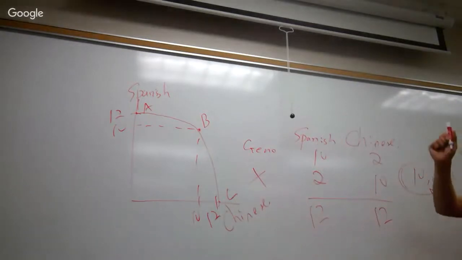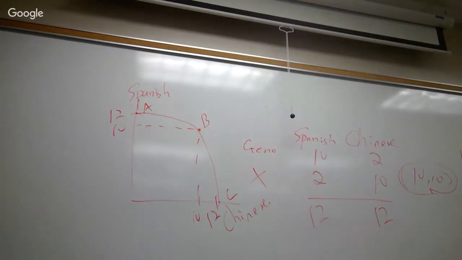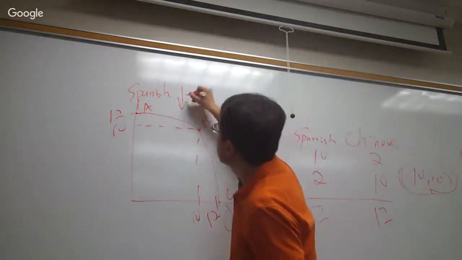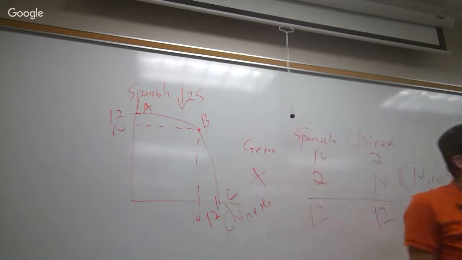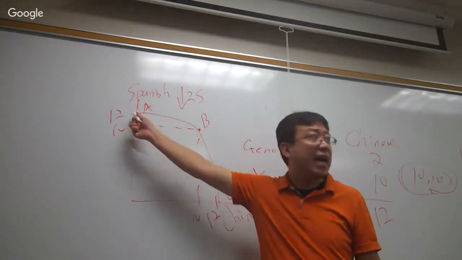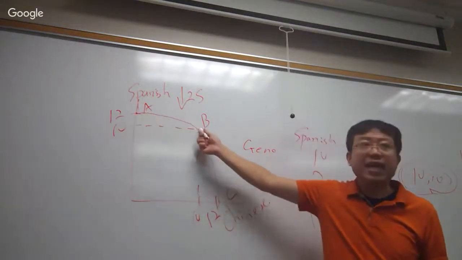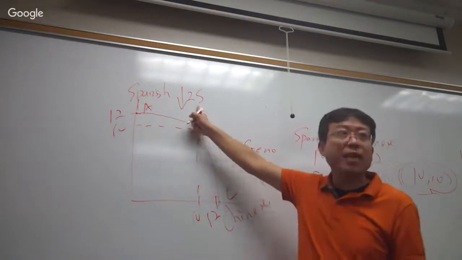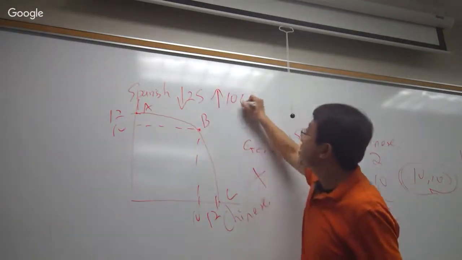So if I go from point A to point B, what is my opportunity cost? 2 Spanish papers, right? Remember, it's about what you give up. At point A, I have 12 Spanish, and at point B, I have 10 Spanish. So from point A to point B, I lose 2 Spanish papers. Now, how many Chinese papers do I gain? 10, right? Because at point A, I have no Chinese papers. At point B, I have 10 Chinese papers. So I lose 2 Spanish, but gain 10 Chinese papers.